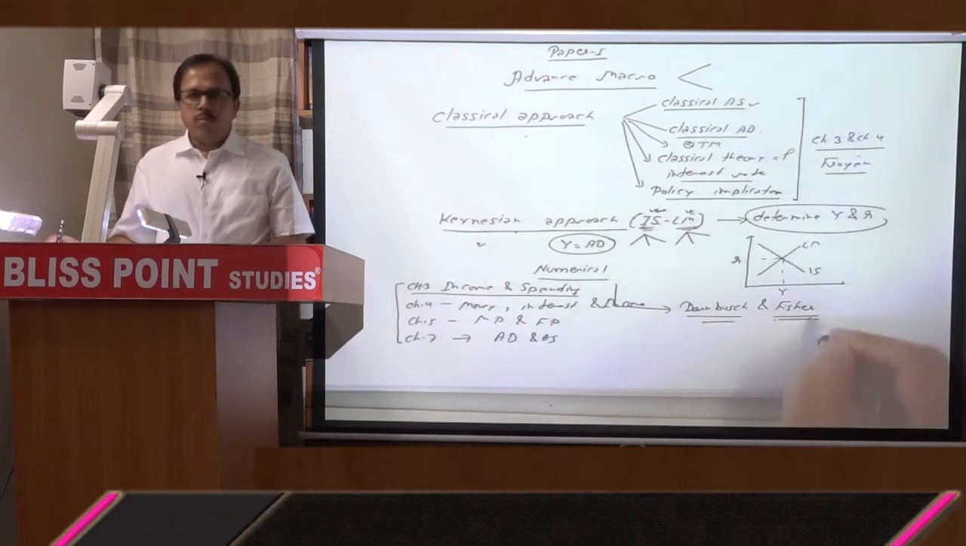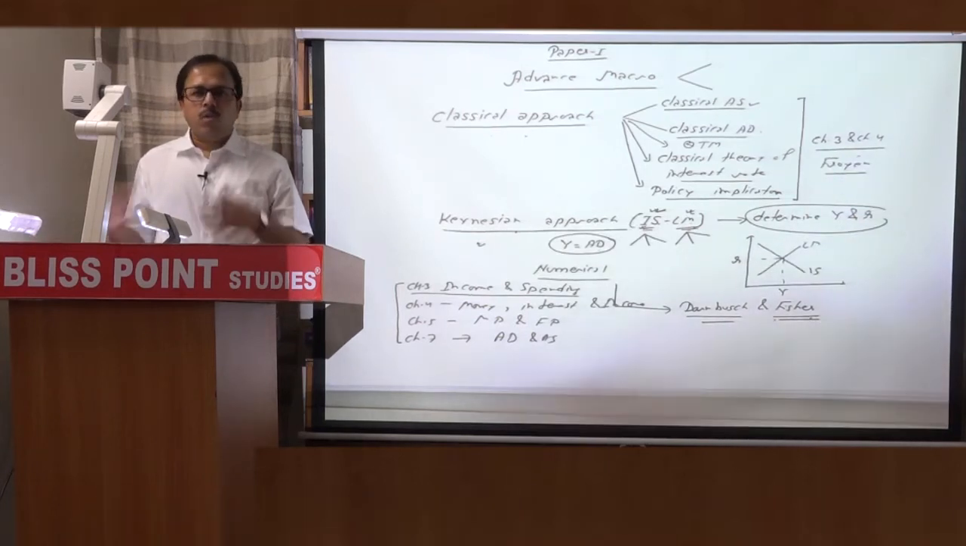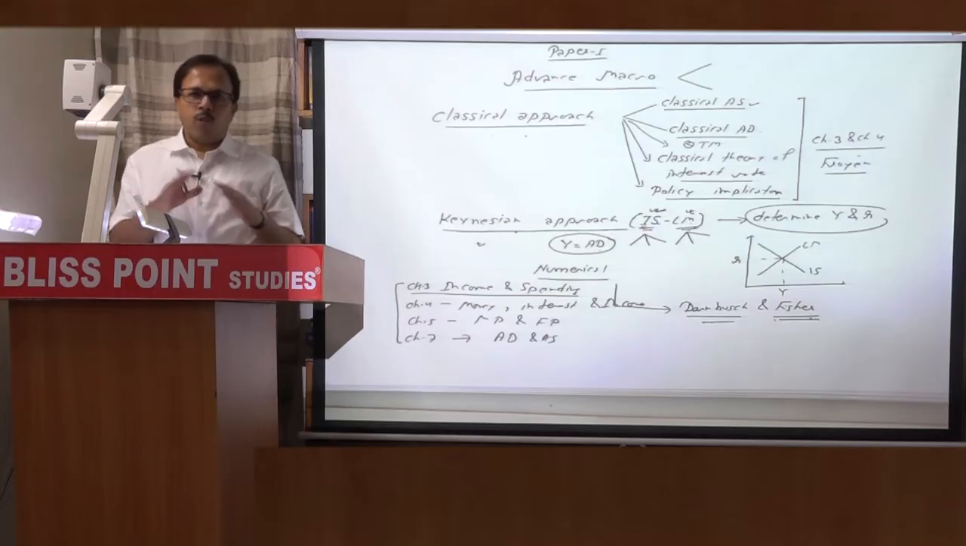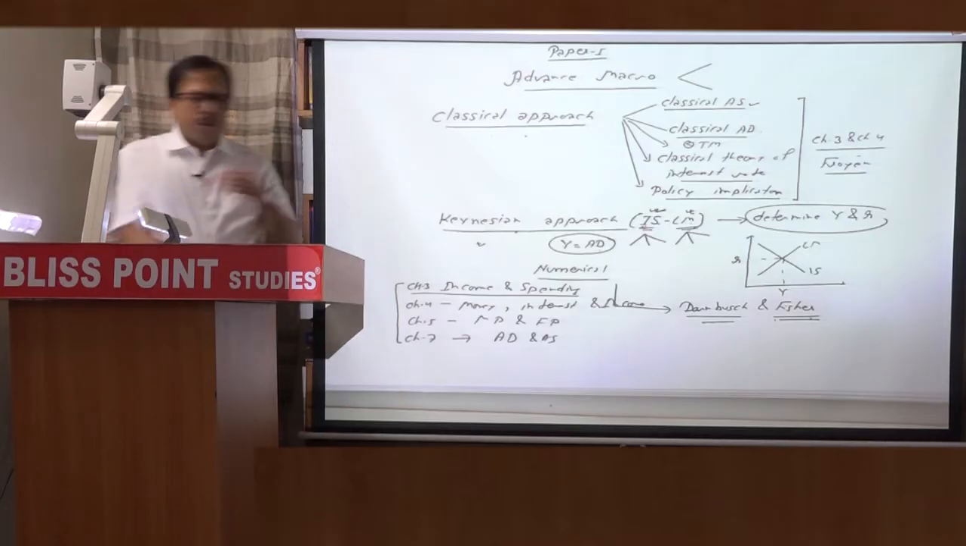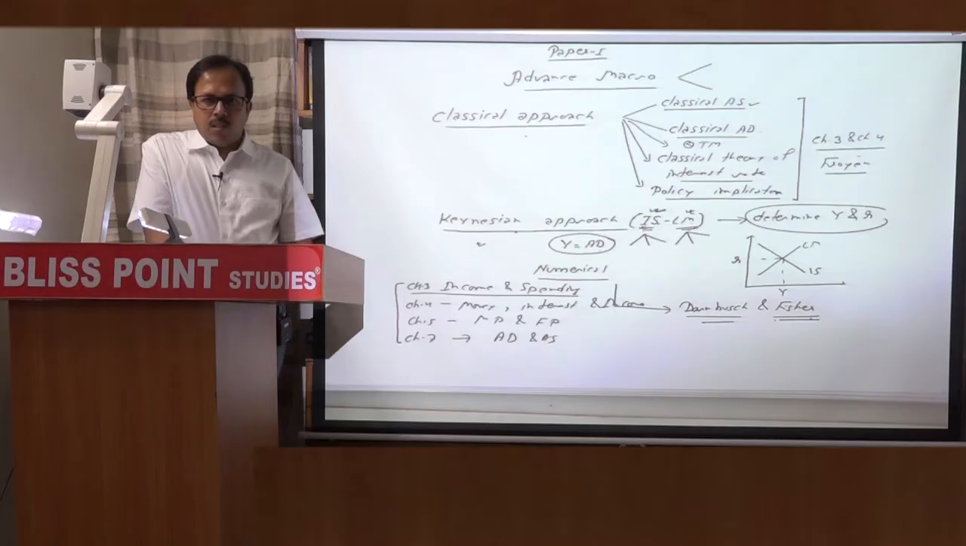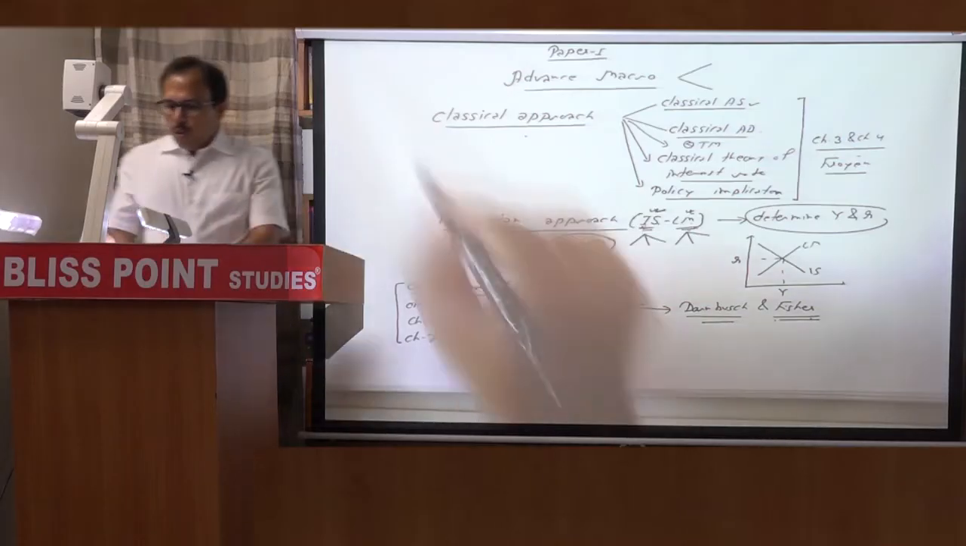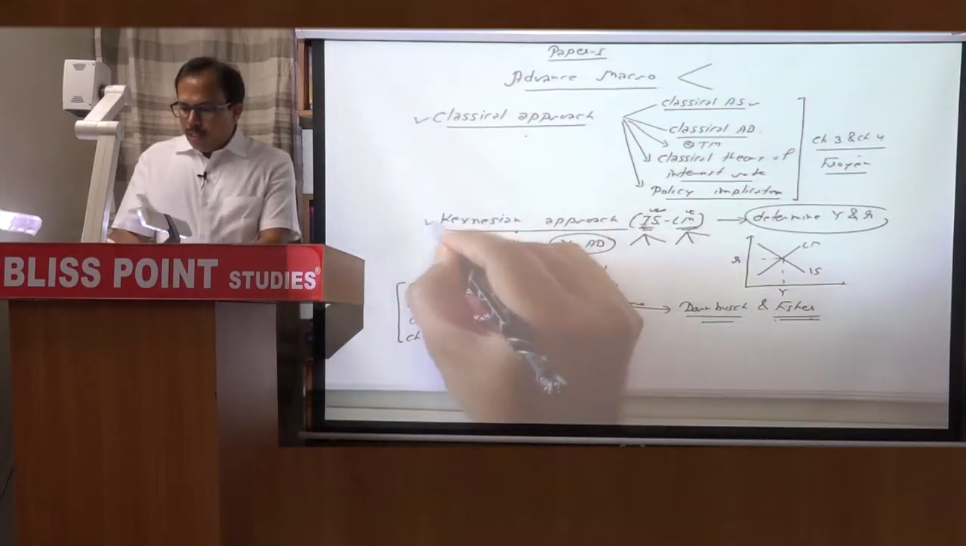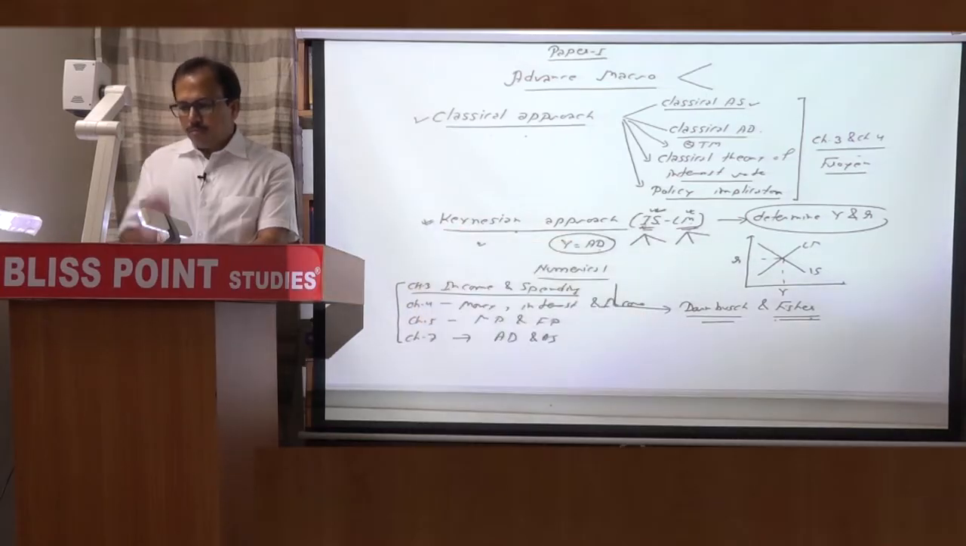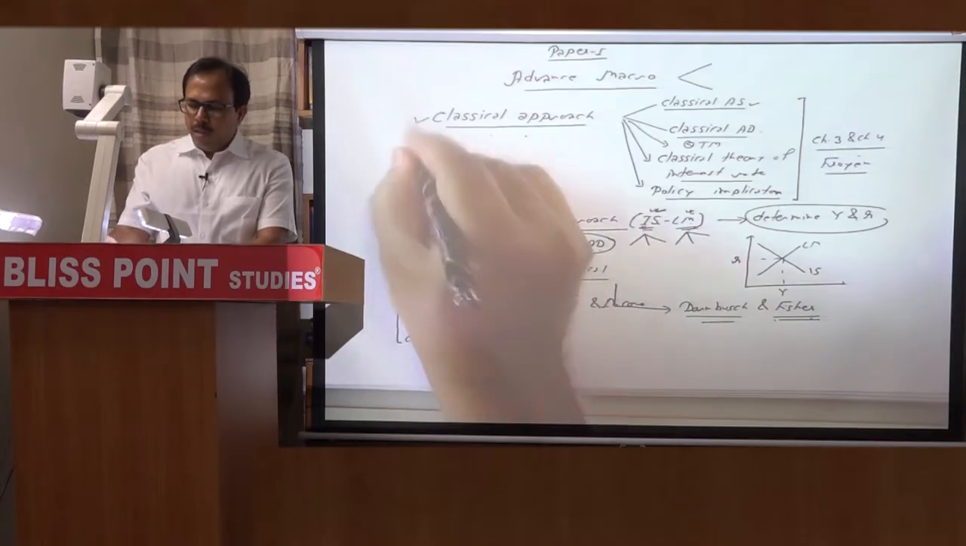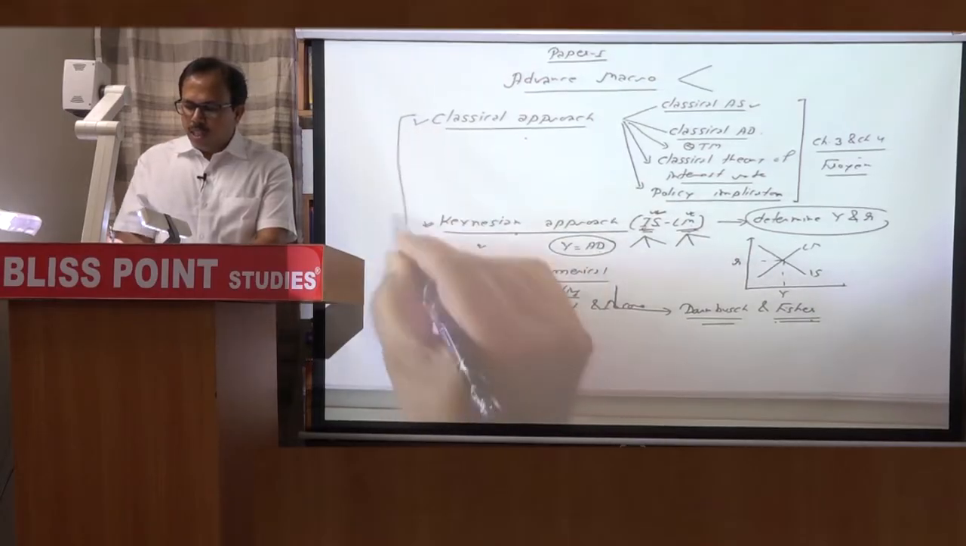For Keynesian, you should be reading this, although if you are studying it from elsewhere, no problem, but I will be referring to Dornbusch and Fisher in the class. Clear? So one part will be this, second part will be this. In this first round of macro, we will be covering this classical and Keynesian version.